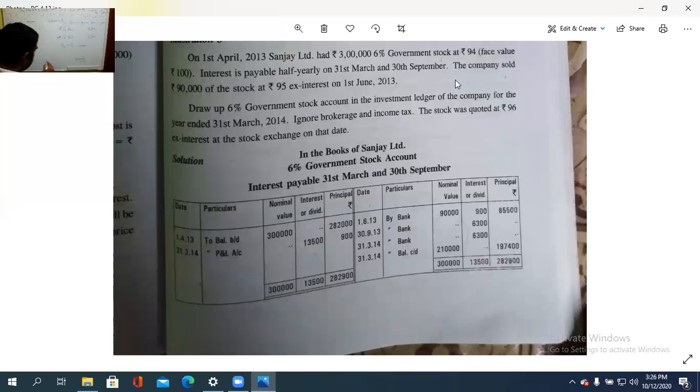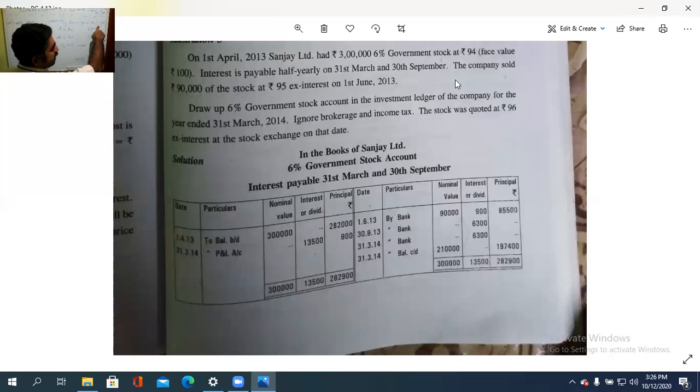This is 2,82,000, and the balance of this, 2,82,000 minus 85,500, is 1,97,400. Then here 6,300 plus 6,300 plus 900 is 13,500. There is no change; the only difference is in this, that is the ex-interest, which you need to understand.